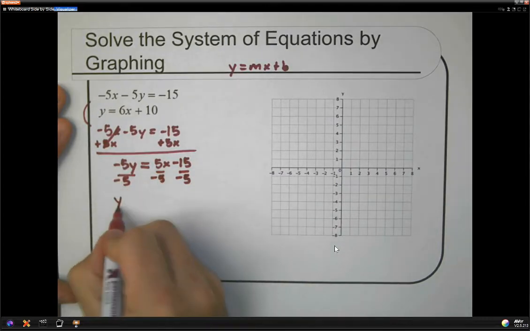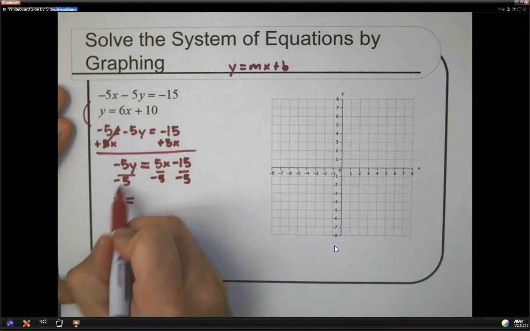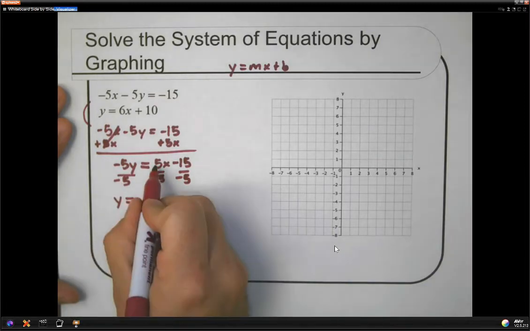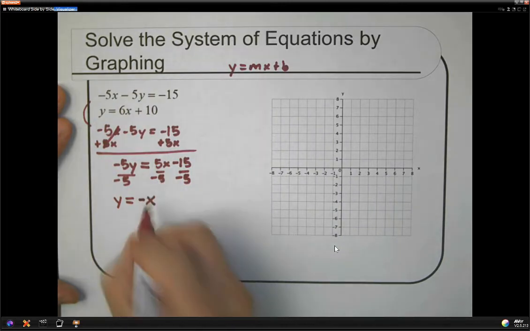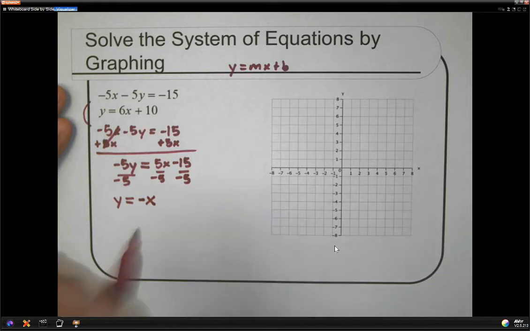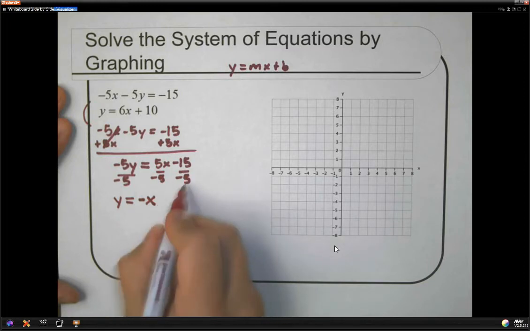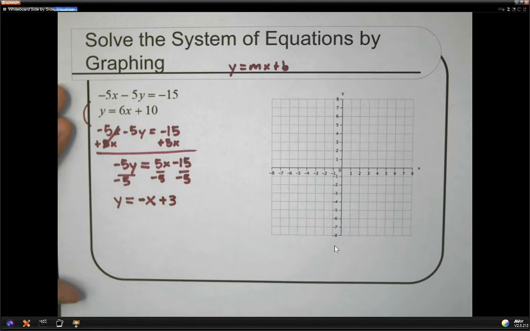When we do so, we get negative 5 divided by negative 5 is a positive 1, so that's why we're left with 1y. 5 divided by negative 5 is a negative 1, and so I'll just write it as negative x, but if you prefer to write the 1, you can. And negative 15 divided by negative 5 is a positive 3. So now I have my equation in slope-intercept form.